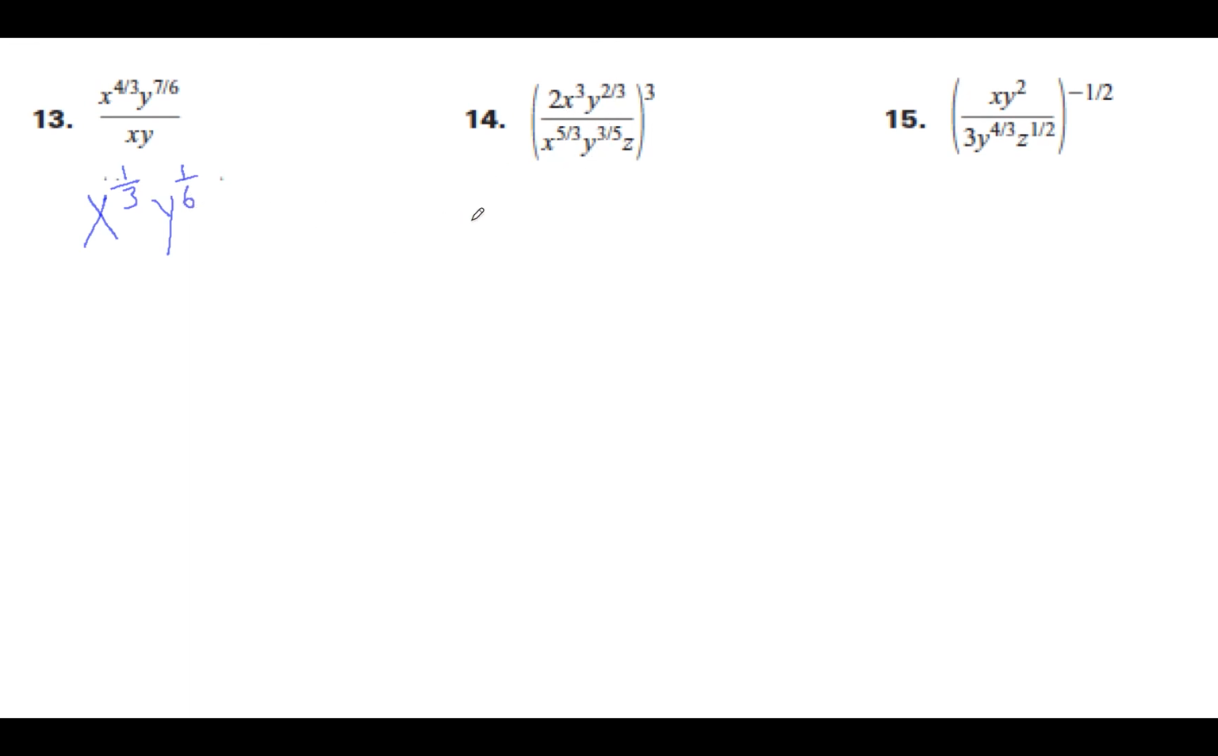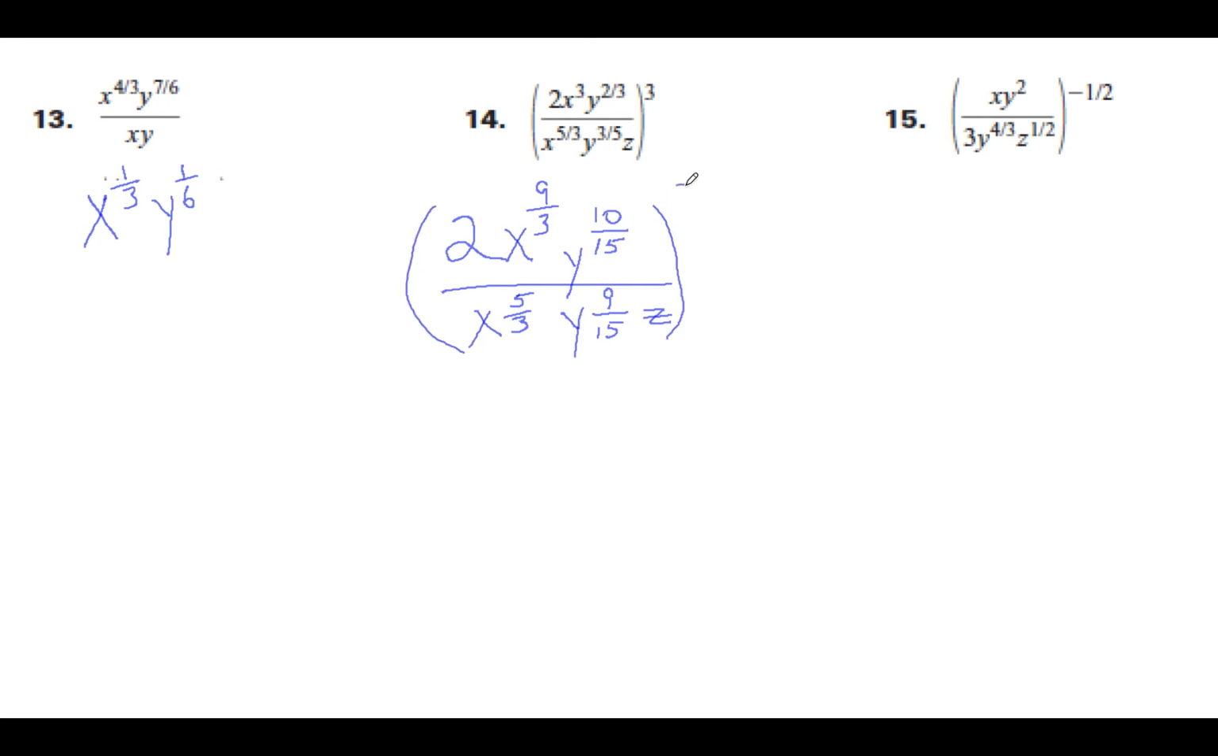I'm going to do the inside first. The top, I'm going to make common denominators with the x's. So x to the third is x to the 9/3. Bottom is x to the 5/3. For the y's, common denominator between a 3 and a 5 is 15. So 2/3 turns into 10/15. On the bottom, 3/5 turns into 9/15. And then z stays the way that it is, all being raised to the third power.